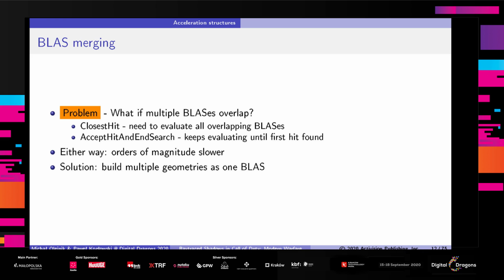Fortunately, the DXR API allows for providing a list of multiple index and vertex buffers during build, so we can build multiple surfaces as one BLAS. This means you can provide it with a list of pointers to those vertex and index buffers. You don't have to reswizzle your vertex and index buffers to be in a continuous memory range.